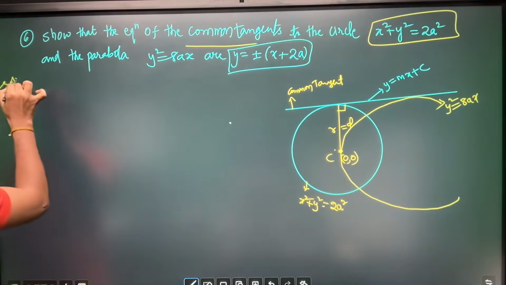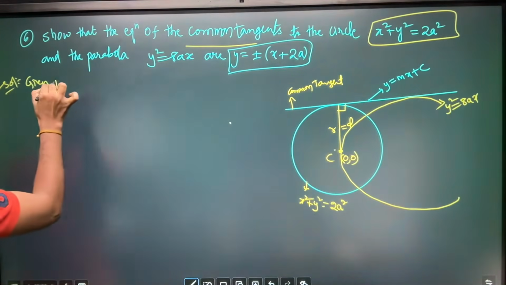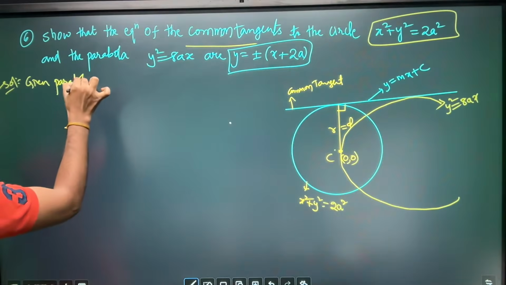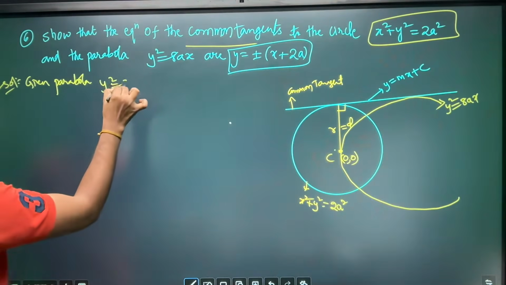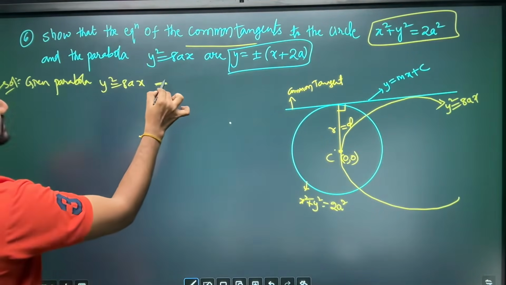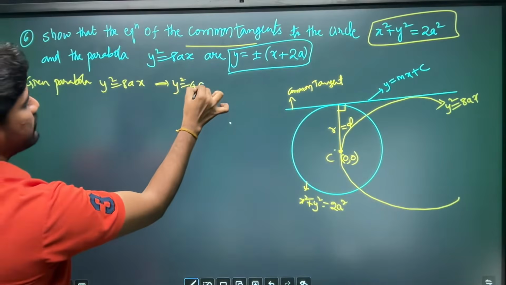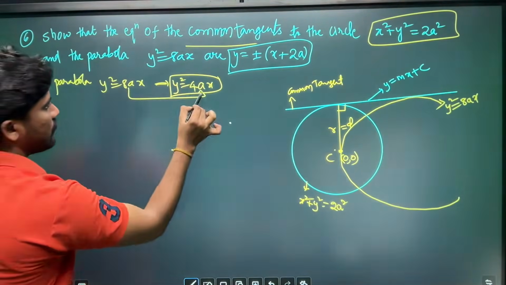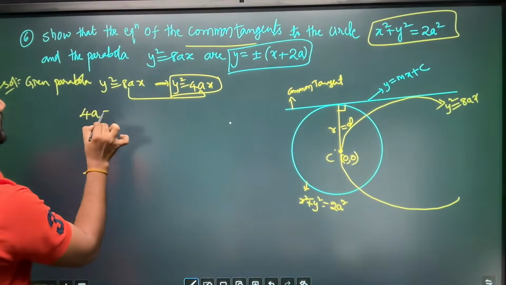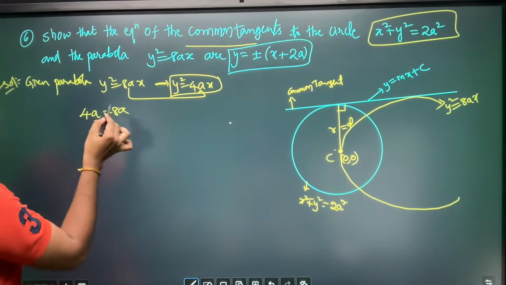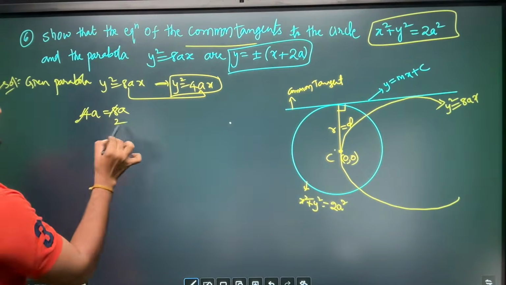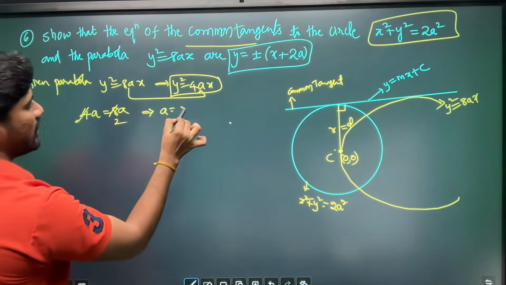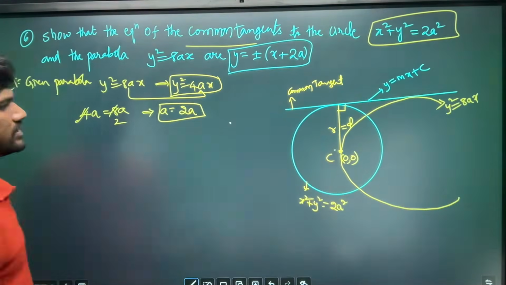First of all, given parabola, y square is equal to 8ax. Compare with the standard form. What is the standard parabola form? y square is equal to 4ax. So in place of 4a, what you have? 8a. So don't cancel a. 4 ones are 4, 4 twos are 8. So therefore finally we can write small a is equal to 2a.